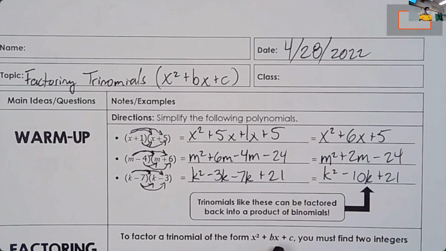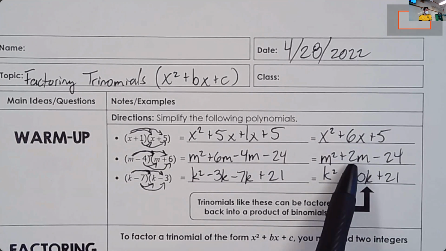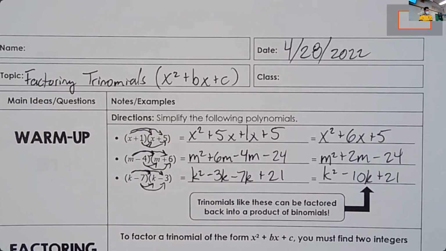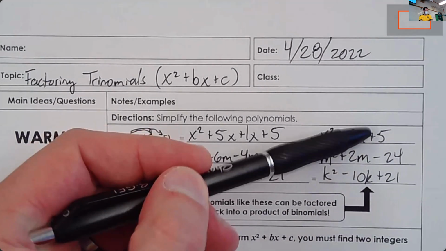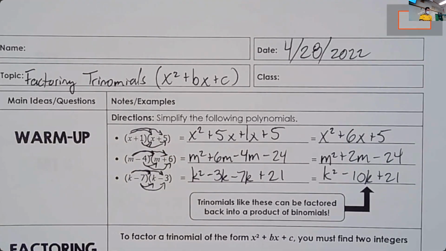And then plus bx is going to be plus or minus some number times x. So b in this case on this first warm up would be 6. On the second one, b is 2. On the third one, b is negative 10. And then the x is just the variable. So x, m, k, that's the variable. And then c is the regular number at the end of the problem. So 5, negative 24, 21. So those are the trinomials of the form x squared plus bx plus c.